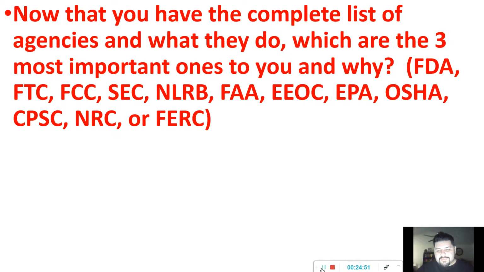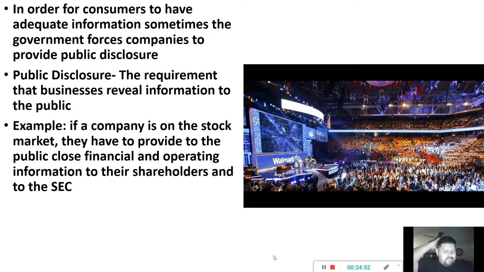So one last thing. In order for consumers to have adequate information about something, sometimes the government enforces companies to share information. This is called public disclosure. This is a requirement that publics reveal information to the public. Primarily, they do this at their stockholders meeting.